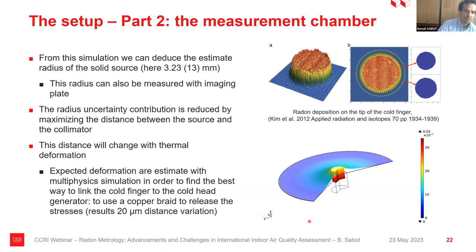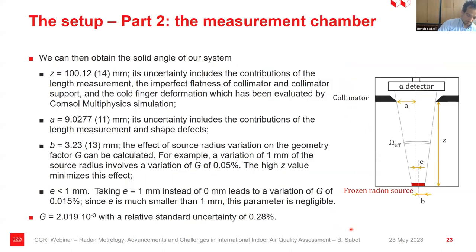So one of the tips of this technique is to find a good way to make a link between the cold finger part and the cold head below, on the generator, so that you don't have too much deformation and so that you end up with a very precise measurement of distance between your source and your collimator, which is always the important point in a defined solid angle method.